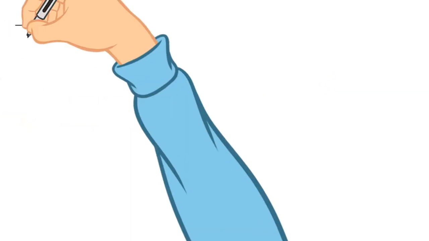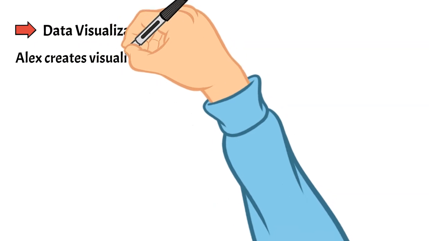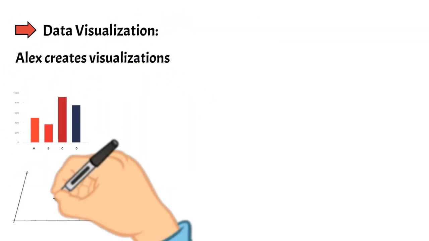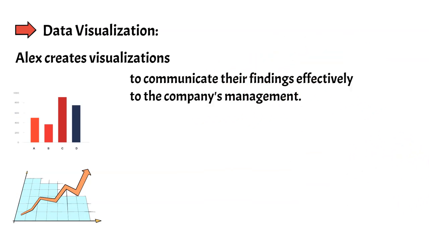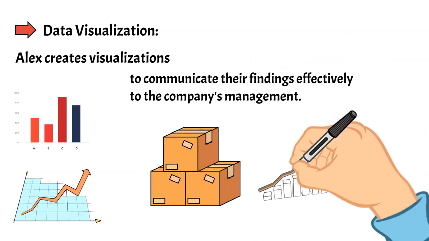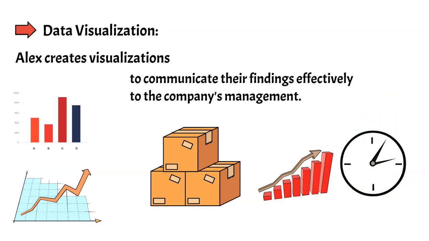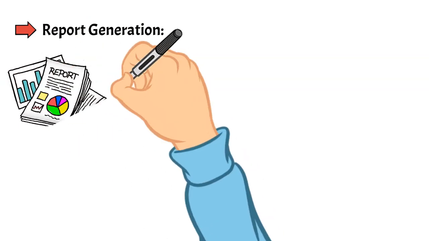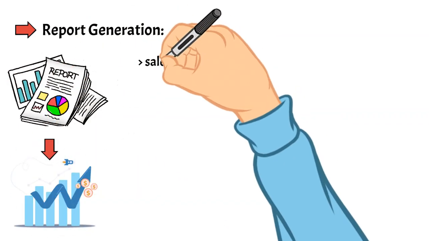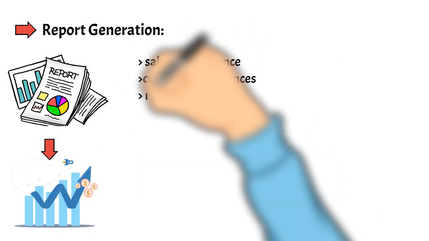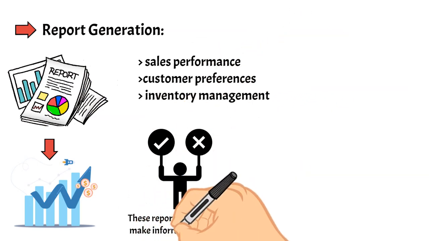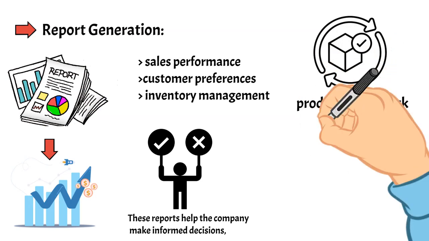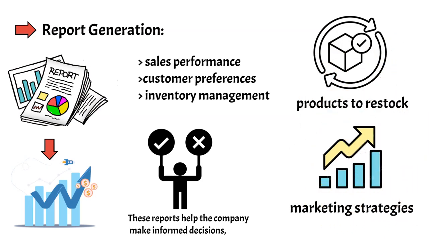Data visualization. Alex creates visualizations, such as bar charts and line graphs, to communicate their findings effectively to the company's management. For example, they might show how sales of a particular product vary over time. Report generation. Based on the analysis, Alex generates reports that provide insights into sales performance, customer preferences, and inventory management. These reports help the company make informed decisions, such as which products to restock or which marketing strategies are working.